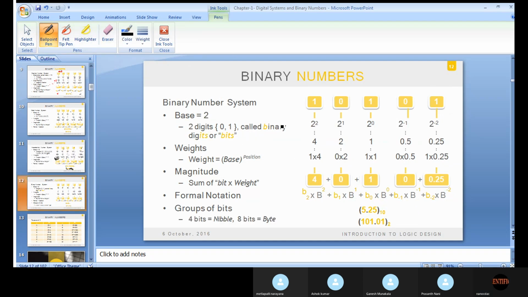Next one is binary numbers. Binary numbers, like 10101, have base 2. So in binary there are only 0 and 1.